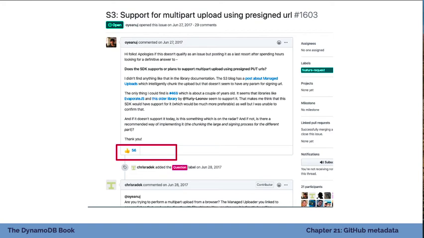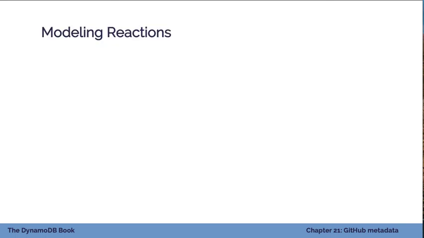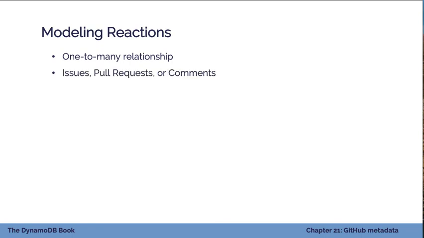It can be happy, it can be sad, it can be a rocket, it can be a heart, all kinds of things. So interesting things about reactions. Number one, there's a one-to-many relationship between that target and the reactions because multiple users can react to a particular target. Again, those different target types are issues, pull requests, and comments. And there are 8 different types of reactions that we need to keep track of. So there's a thumbs up, there's a thumbs down, there's a heart, there's a smiley face, there's a crying face, all that.